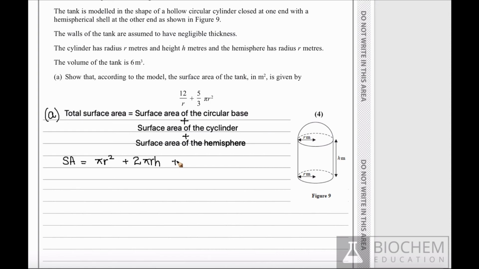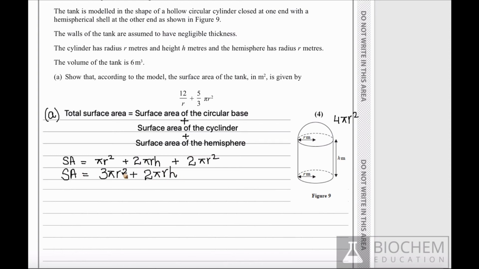And lastly, we have to add the surface area of this hemisphere. So the formula for the surface area of the sphere is 4 pi r square. So for hemisphere, this value divided by 2, which is 2 pi r square, will give us the surface area of the hemisphere. Now we can simplify this by adding the like terms 2 pi r square and pi r square. We can write this as surface area of the figure 9 is 3 pi r square plus 2 pi r h.